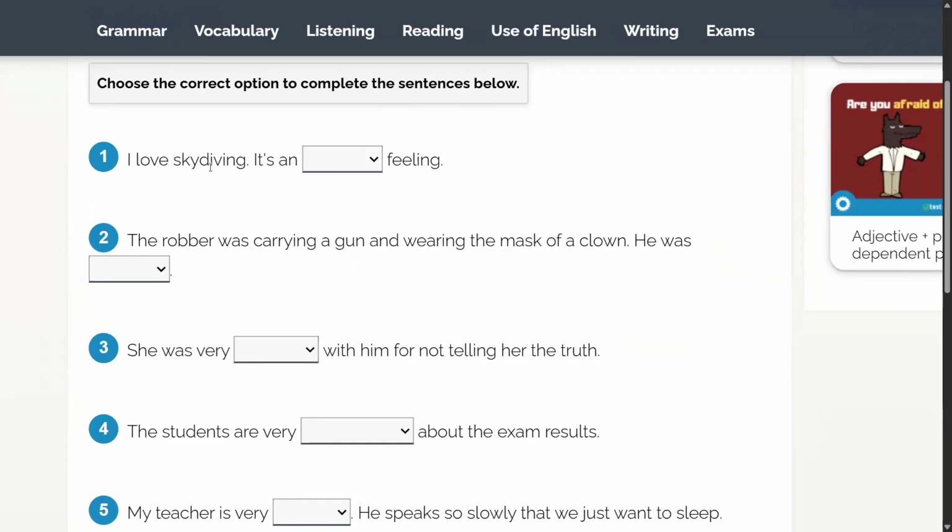1. I love skydiving. It's an feeling. Skydiving es cuando hay personas que desde el cielo se bajan, no sé cómo se llama ese deporte en español. Paracaídas, algo something like that. Paracaidismo. Exactly. Thank you so much, Liz. Okay. So I love skydiving. It's an feeling. Which one is correct in this case? Which do you consider it's correct? Amazing.